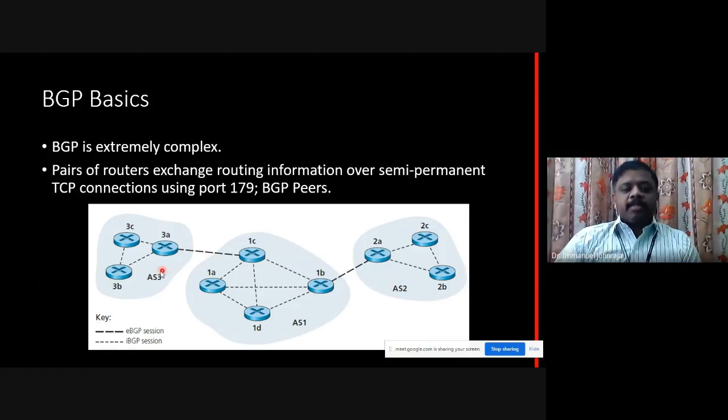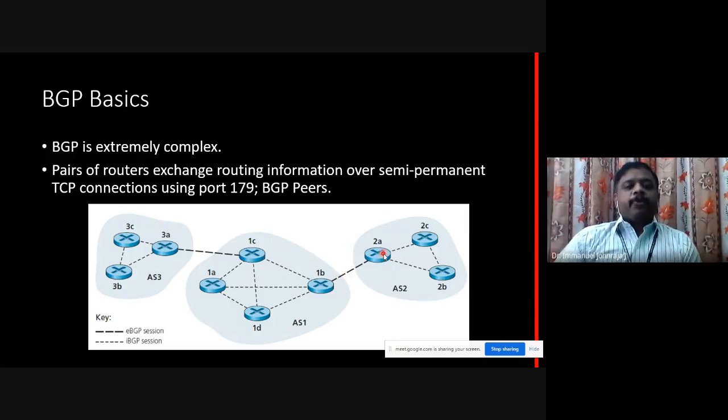Now autonomous system 3 has a router named 3A, which is the border router, in other words the gateway router. This router connects with 1C, which is another gateway router available in autonomous system 1. Autonomous system 1 has another gateway router to connect with autonomous system 2. That is, 1B is connected with 2A.